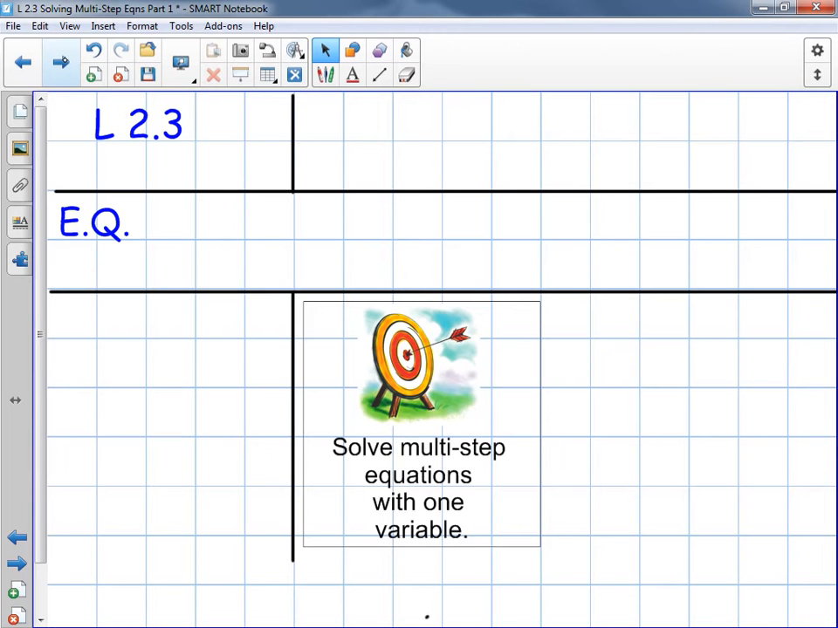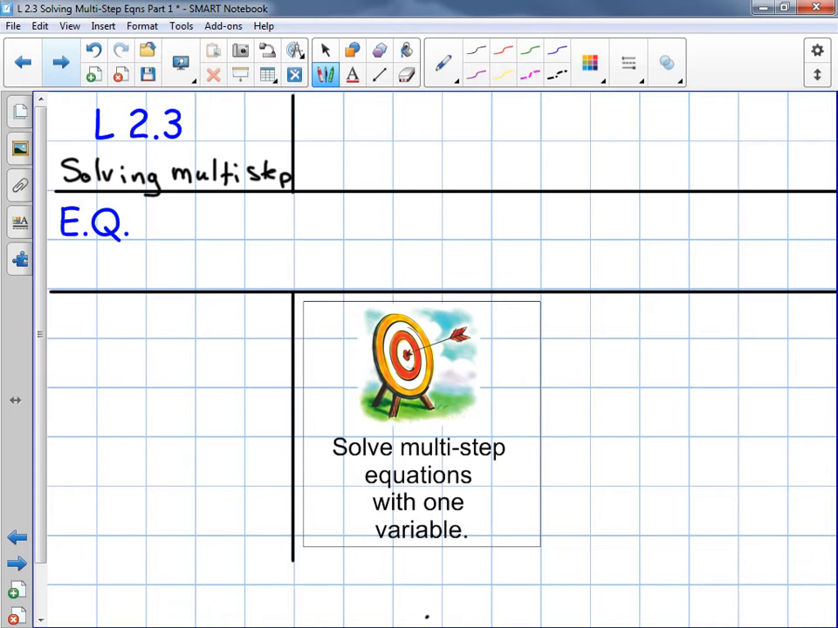So open your notebook up to the first available blank page and get your Cornell note paper set up. This is lesson 2.3, and you're solving multi-step equations. Use the learning target here to write an essential question, and you can hit the pause button while you get this finished and hit play when you're ready to go.